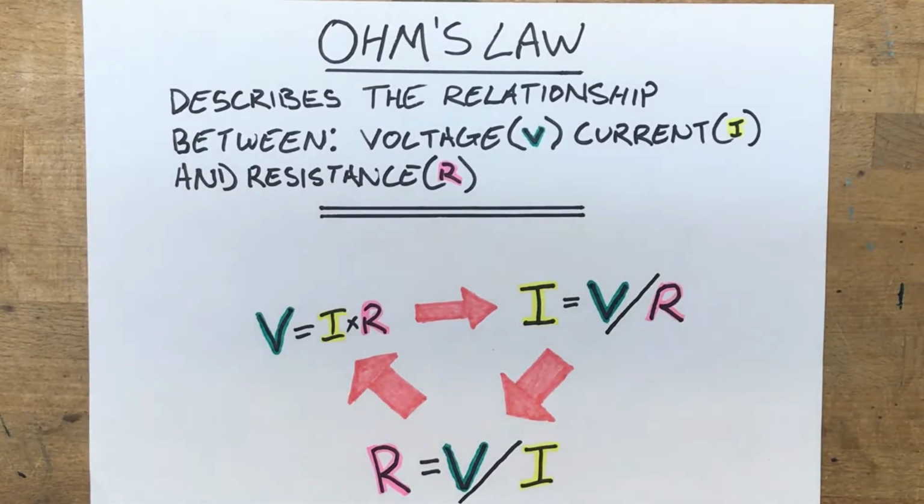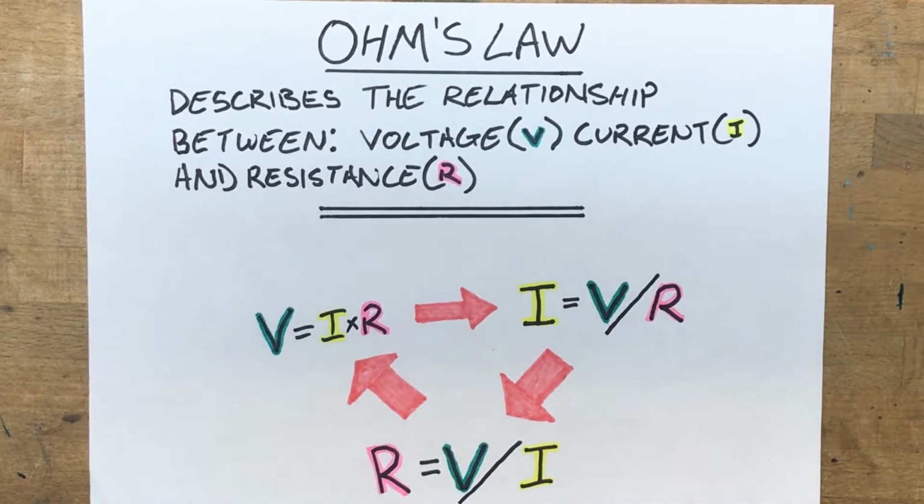Hey everyone. So we're going to start today by talking about Ohm's law, which describes the relationship between voltage, current, and resistance. I'm keeping everything color coded as much as possible. All three of these equations at the bottom are the same equation.